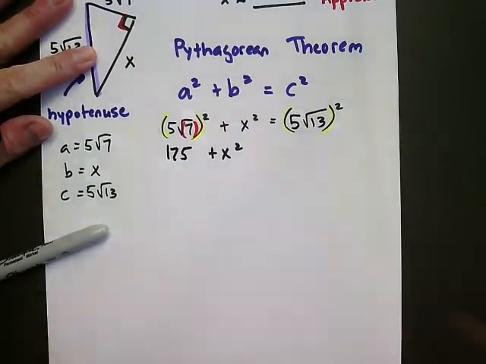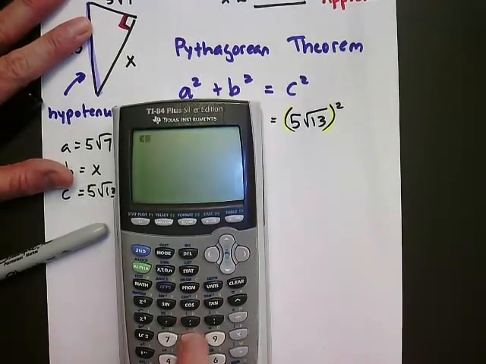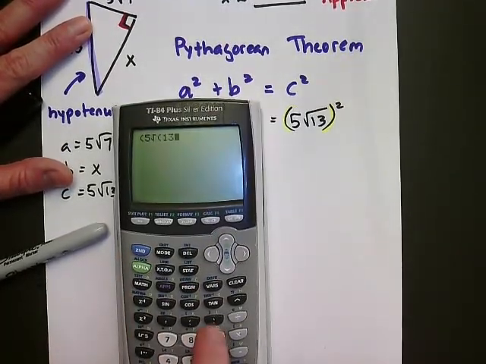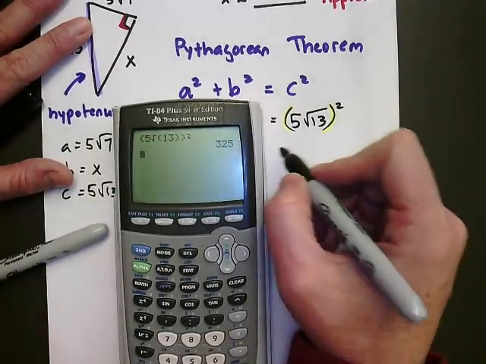That's x squared. Now let's go back to the calculator for this guy. We're going to do our full sets of parentheses. 5 square root of 13. Close the parentheses around the 13. Close the parentheses that I introduced. Square that guy. And we get 325.